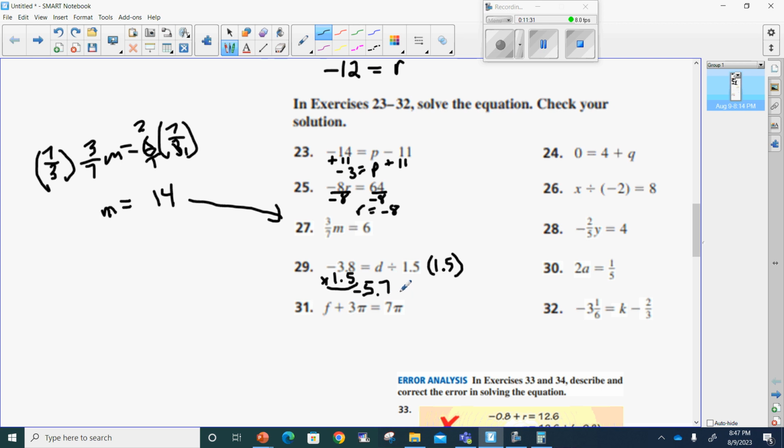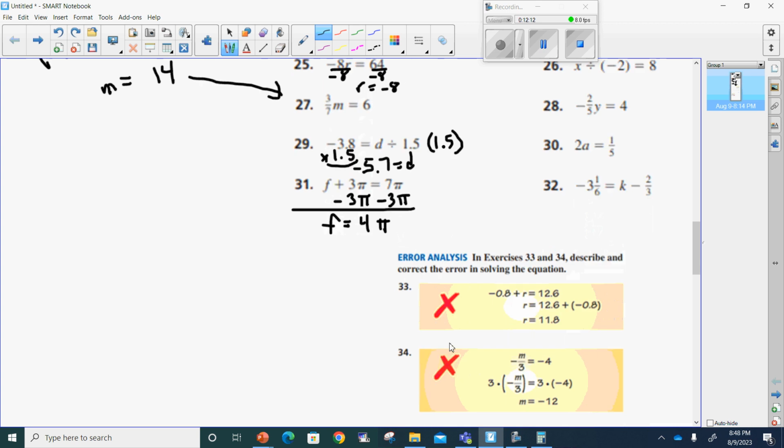And that is what d equals. Number 31 says I got f plus 3 pi equals 7 pi. This is nothing but making sure you remember that you have to combine common denominators. These both have pi in it, and even if they were r or x or even a star, they are common denominators because they both end in pi. So I can simply subtract 3 pi from this side, and that allows me to subtract 3 pi from this side. And now that tells me that f is going to equal 7 minus 3, which is 4 pi.